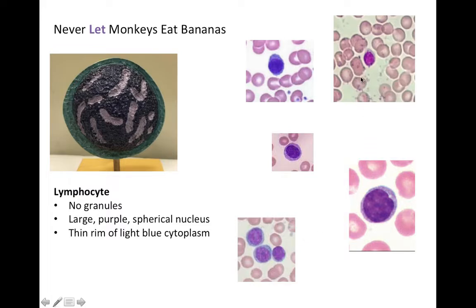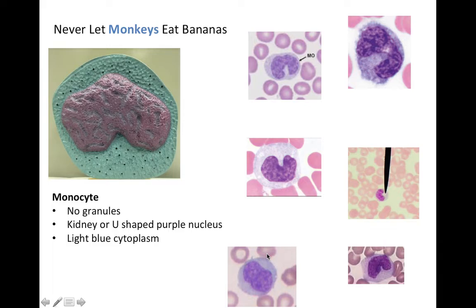You'll also notice on these examples that the colors might not be exactly what we say, depending on how old the slide is, how well these cells took up the dye. They might vary a little bit. So again, you just have to go by the shape of the nucleus and the fact that there's just a little rim of cytoplasm around it. Not all of them are going to have that perfect light blue around it.